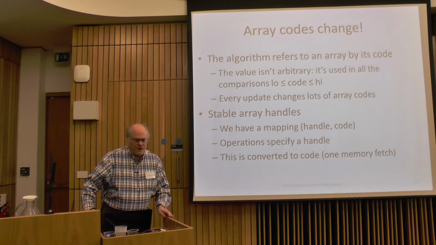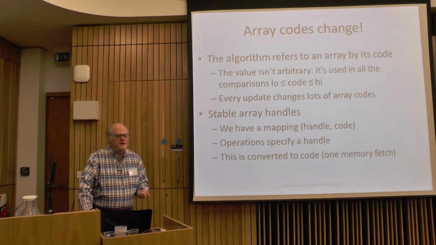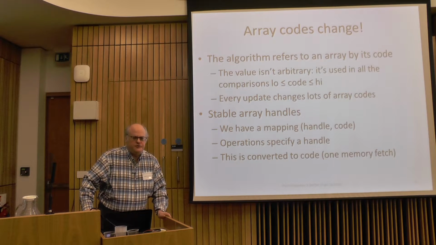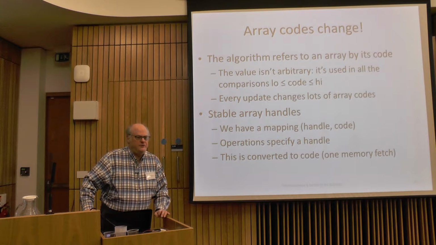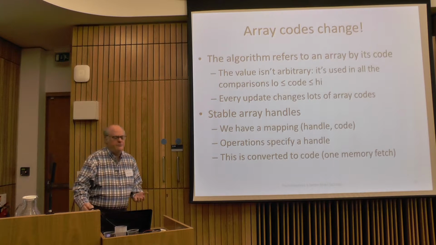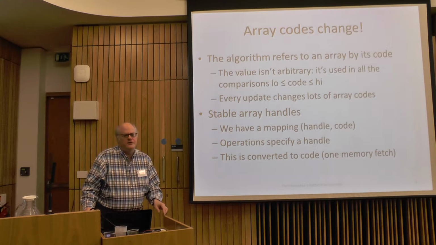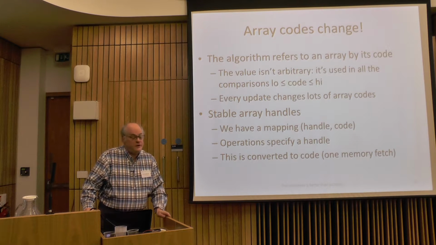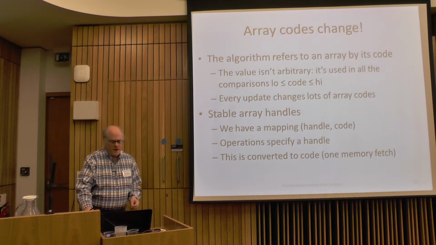And so we'll have an external handle to the array, which is an arbitrarily chosen number. That's never going to change. And then the machine has a mapping from the array handles to the current value of the code. And this mapping will change, it can change every clock cycle.